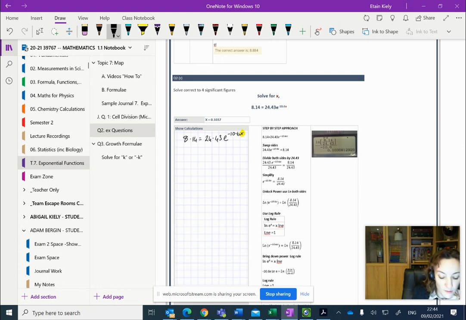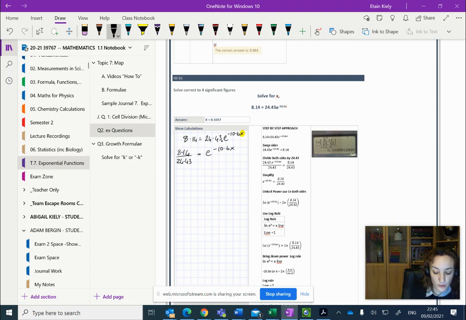So remember, with the idea of peeling the onion, we work with the thing that's furthest away and we undo that to both sides first. We're going to undo this here, the 24.43, by dividing both sides by 24.43. So we'll have 8.14 divided by 24.43 is equal to, and if we divide this by it, we'll undo this, which will leave us with e to the minus 10.6x.